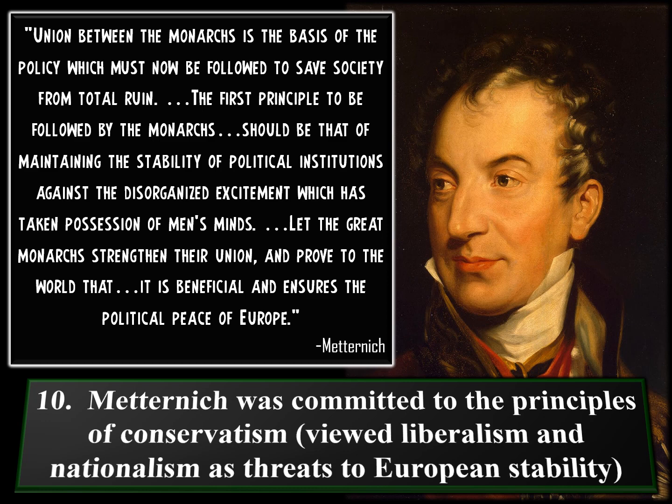Metternich says, "Union between the monarchs is the basis of the policy which must now be followed to save society from total ruin. The first principle to be followed by the monarchs should be that of maintaining the stability of political institutions against the disorganized excitement which has taken possession of men's minds. Let the great monarchs strengthen their union and prove to the world that it is beneficial and ensures the political peace of Europe." The restoration of the balance of power in Europe, Metternich argued, was to restore legitimate absolute monarchs to the thrones of Europe.